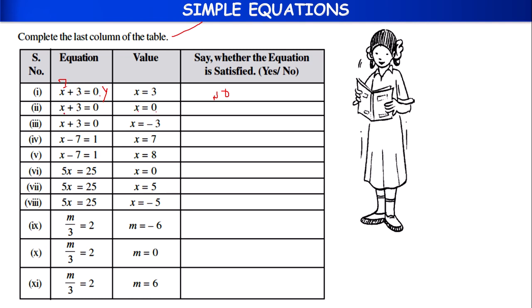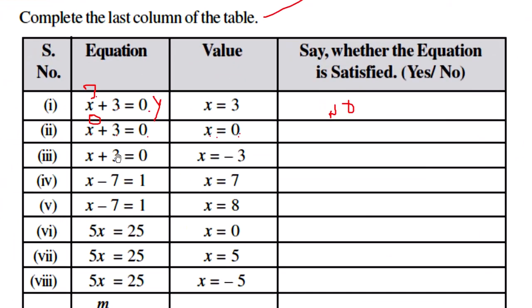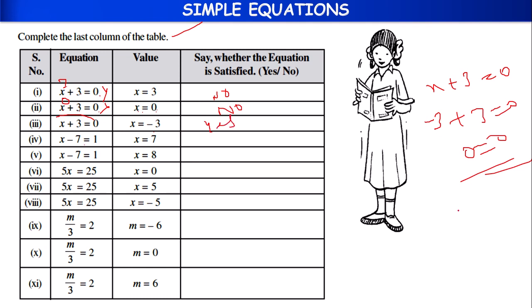x equal to 0, x plus 3 equal to 0. In the place of x, if you keep 0, 0 plus 3 is not 0. Wrong. No. If you keep minus 3, they have given x plus 3 equals 0. In the place of x, if you keep minus 3, minus 3 plus 3 equals 0. Minus 3 plus 3 cancel. 0 equal to 0. Satisfied. Yes, it is satisfied.